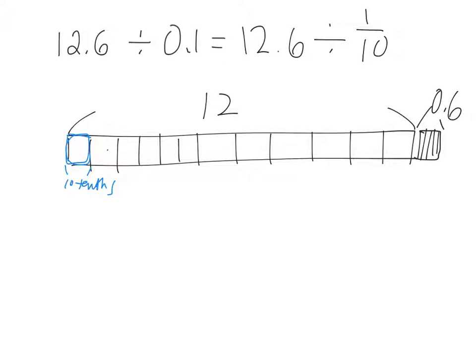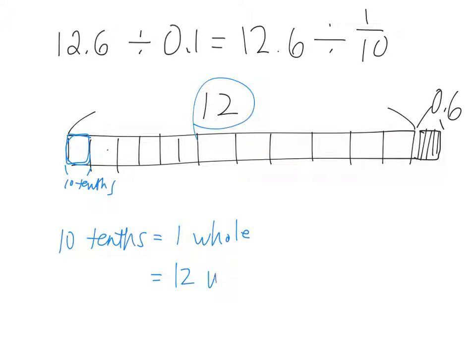And we can write that using unit form by saying 10 tenths equals 1 whole. Yes? And then, how many tenths are there? We actually have 12 wholes. So how many tenths are there in 12 wholes? 120 tenths. Good. But that's not all we have.